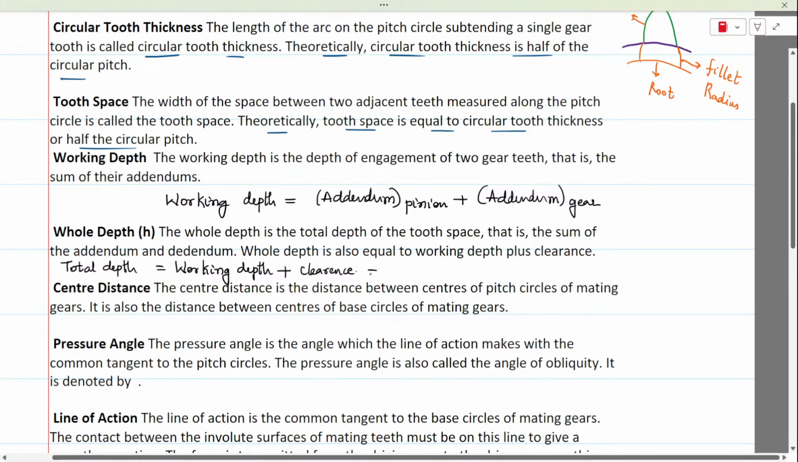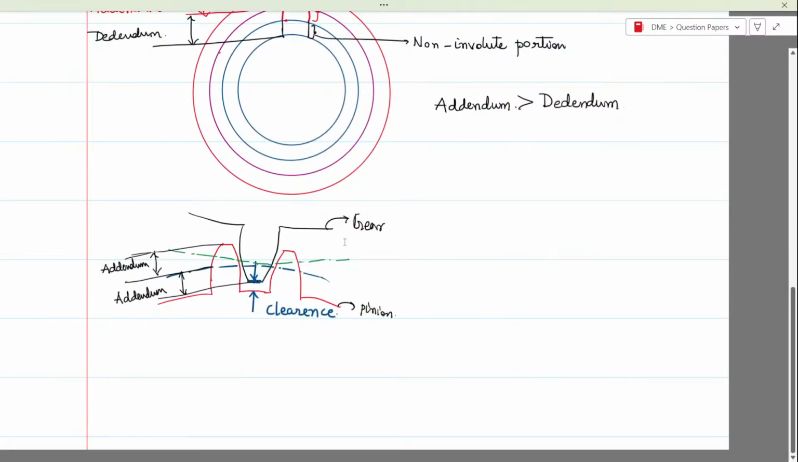Or the other formula for this is nothing but the height of the gear tooth, the entire height of the gear tooth. This height of the gear tooth is called total depth.